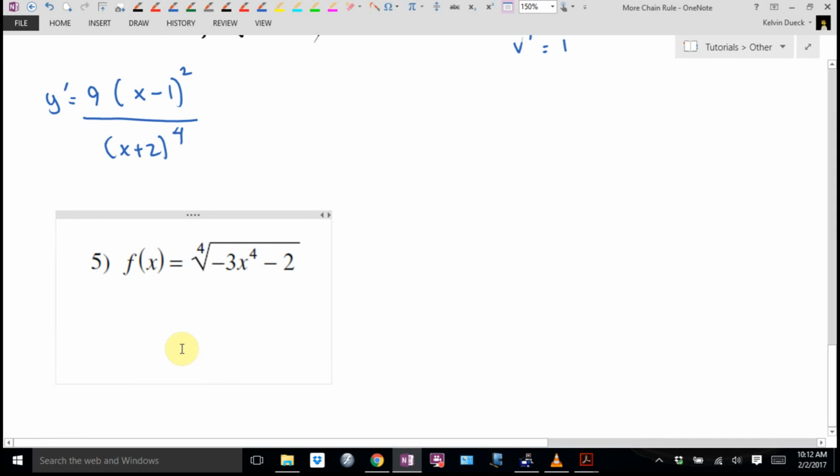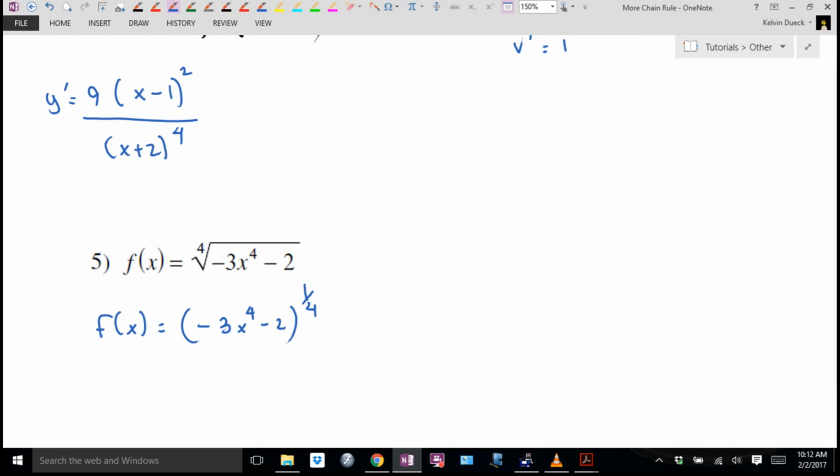Cassidy, how will I rewrite this? Absolutely. I'm going to write it as negative 3x to the 4th minus 2, all to the 1/4. I'll never deal with a square root. Why would I, when I have a perfectly good power rule that I can turn it into?